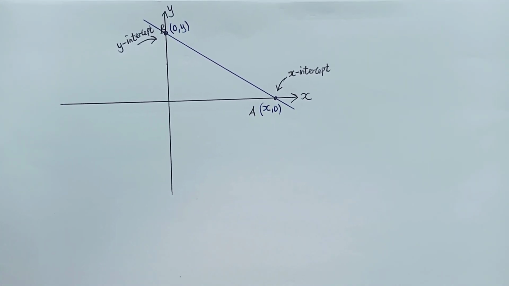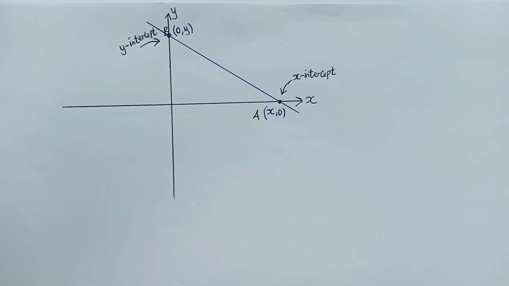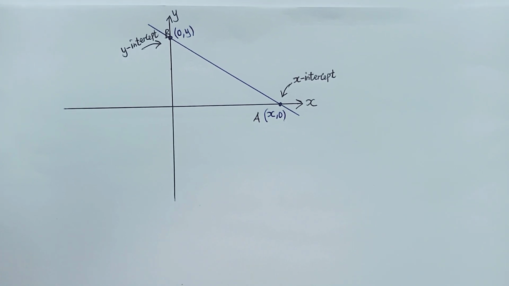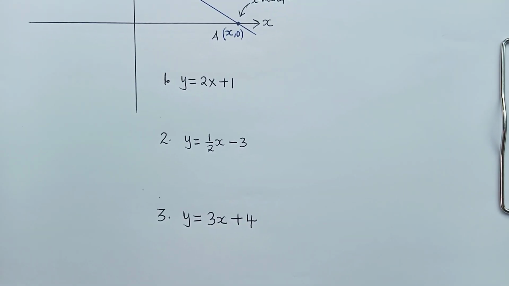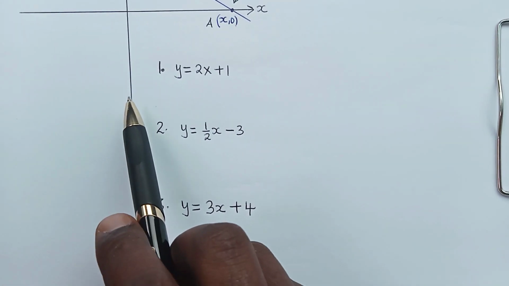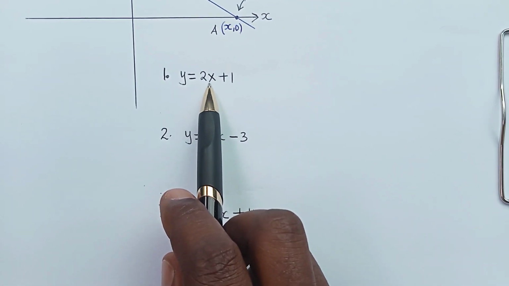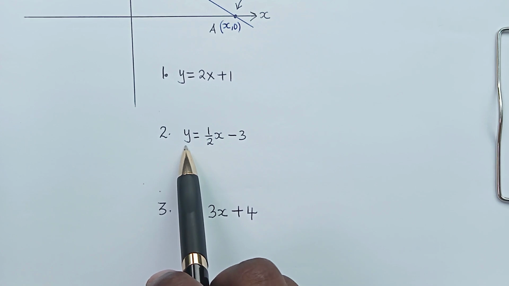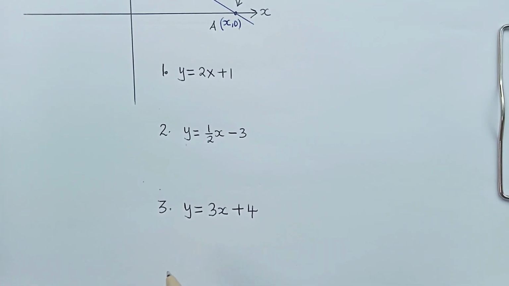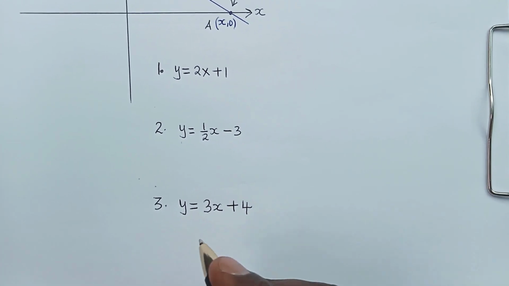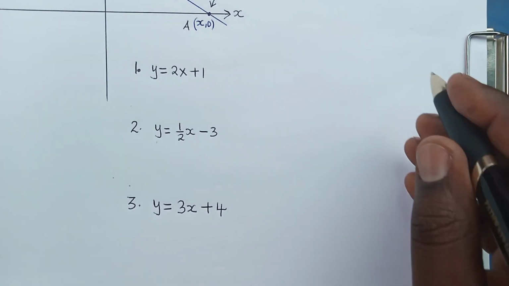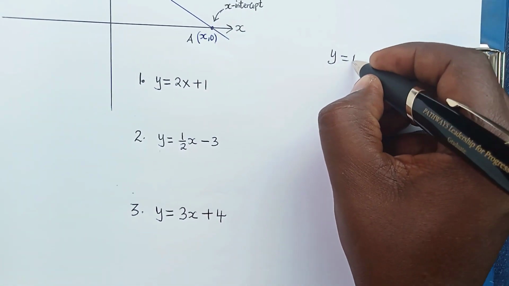Let us look at some equations of a straight line and try to identify the x-intercept and the y-intercept. I have provided 3 equations of a straight line. Number 1, y equal to 2x plus 1, y equal to a half x minus 3, y equal to 3x plus 4.